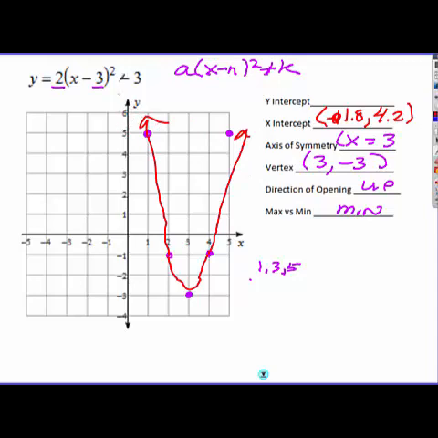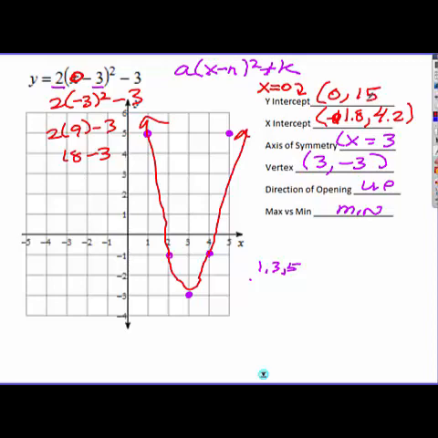What is my y-intercept? Well, the y-intercept is going to be somewhere way up here, right? We know the y-intercept occurs when x is equal to 0. So the y-intercept always happens when x is 0. So what happens if I put in 0 here? Let's just see. That would be 2 times negative 3 squared minus 3. Well, that would be 2 times 9 minus 3, or 18 minus 3. And that would tell me that my y-intercept occurs at (0, 15).